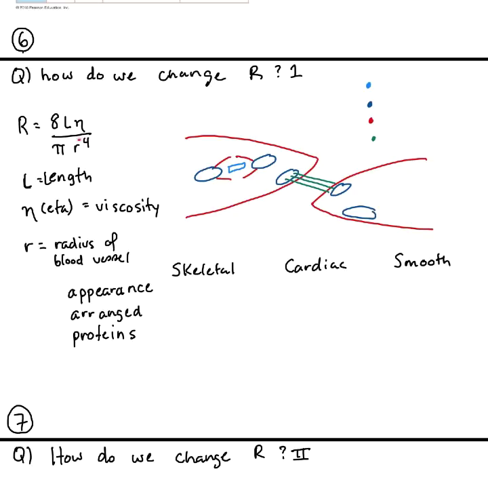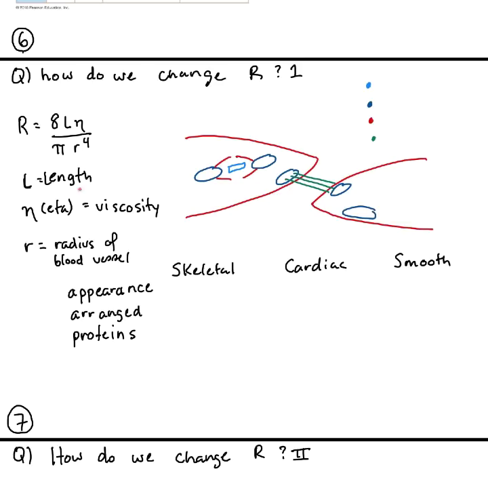Because if I make this really small, then this product becomes really big. If I want to decrease the resistance, then I just make my radius bigger, because if I make the radius bigger, then that makes this term smaller. So what are we going to be focused on for this idea of resistance?